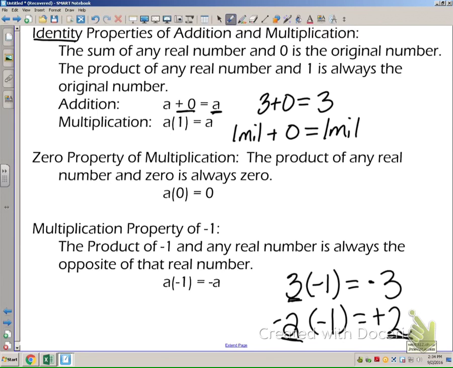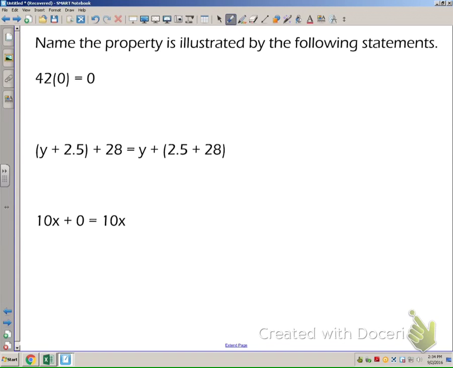So the multiplication property of -1 tells me that I end with the opposite of what I started with. So here I want you to name the properties that are illustrated.